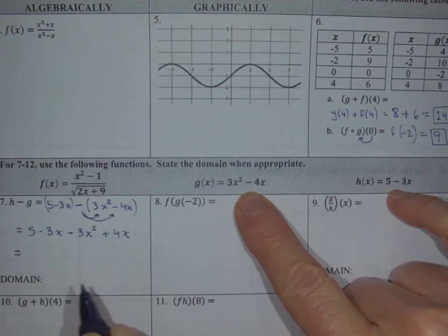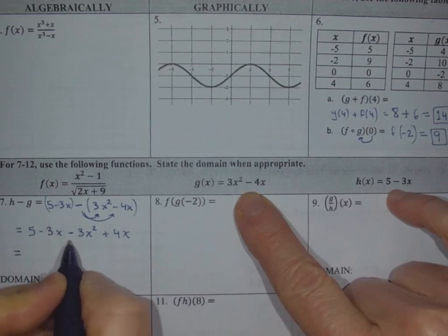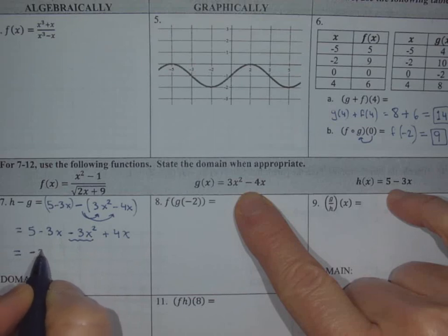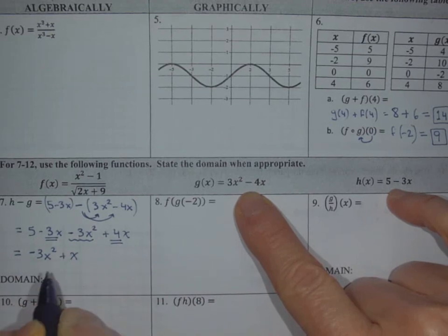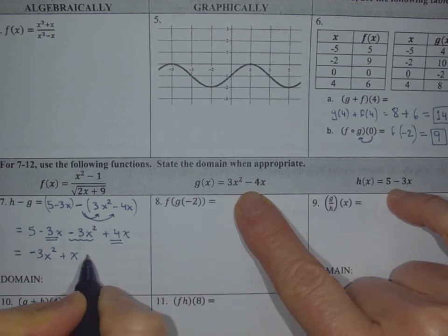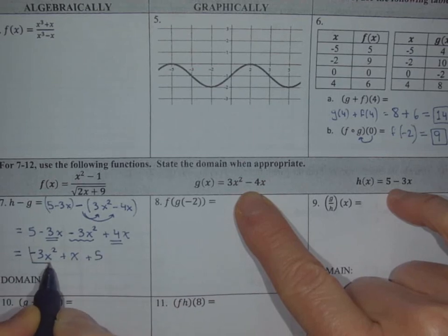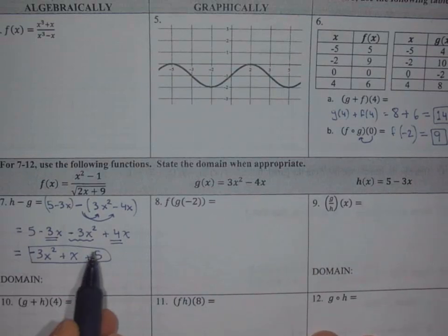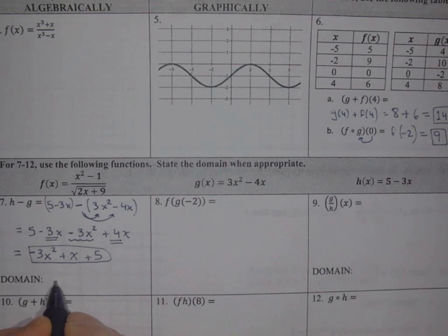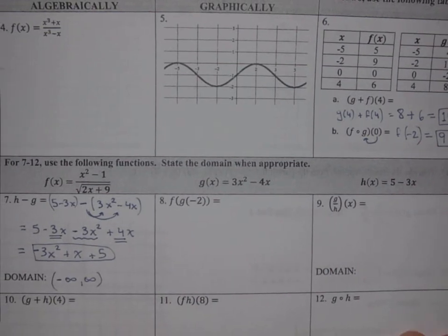Now we just put our like terms together by starting with the highest exponent. Keep the sign with the term, so negative stays with 3x squared. So negative 3x squared. Then we have a negative 3x and a positive 4x. That will go to a 1x, and then the plus 5 there. So that will be this answer right here. Now we need to figure out the domain. So the domain of this here, well, that's a quadratic. So the domain here will be all real numbers. Quadratics have no restrictions in the domain, so it's just all real numbers.